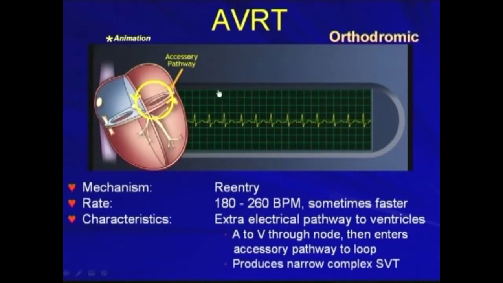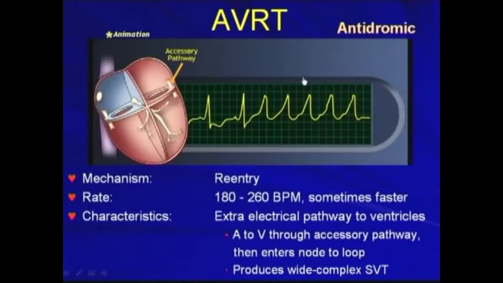For the orthodromic, it's usually that A to V is through the AV node, so it gives us a narrow complex. And then it enters the accessory pathway to loop around. It produces narrow complex SVT. As I mentioned before, because it goes down through the AV node, it gives us a narrow complex. This is in contrast to the antidromic tachycardia.